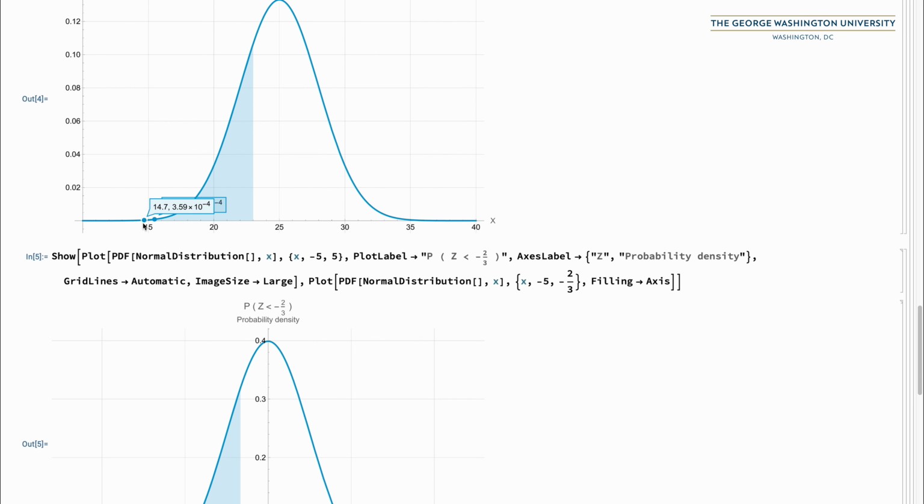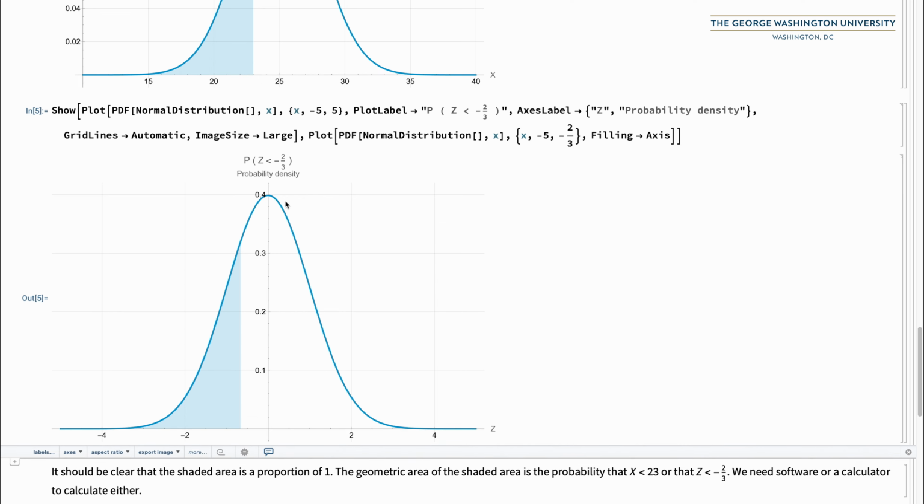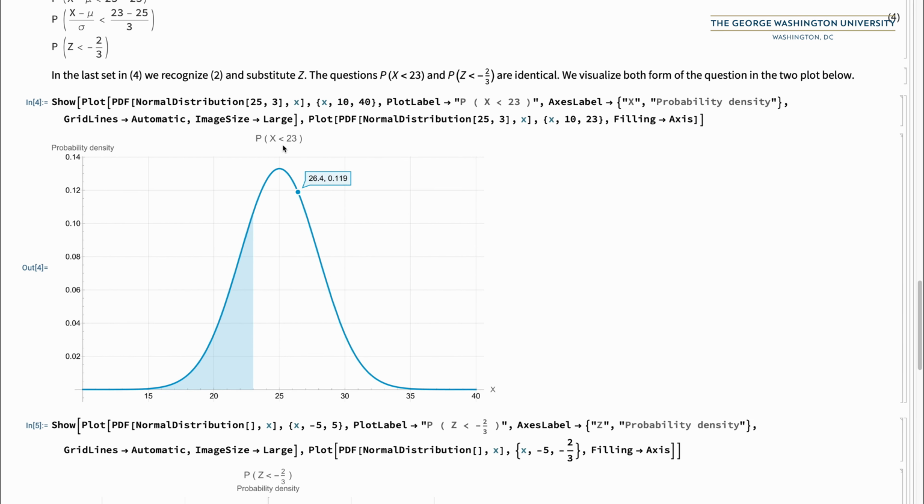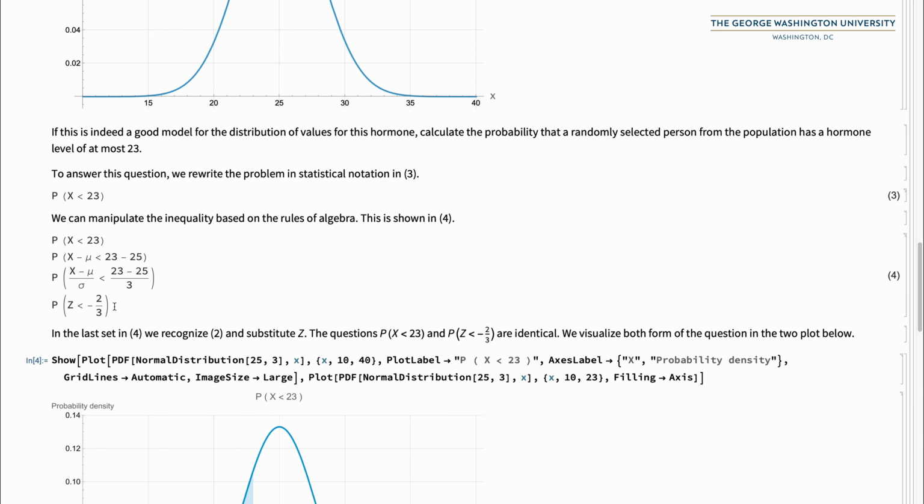But if I constrain myself from negative infinity all the way to 23, that's going to be the probability that I find this hormone value at most 23. So 23 or less. Or I can also just do it in this Z. Now that's where you can get if you take a course and you have to do this with pen and paper. Now we have to use software, a computer language, Microsoft Excel, any kind of program or calculator that can actually do this calculation for us.